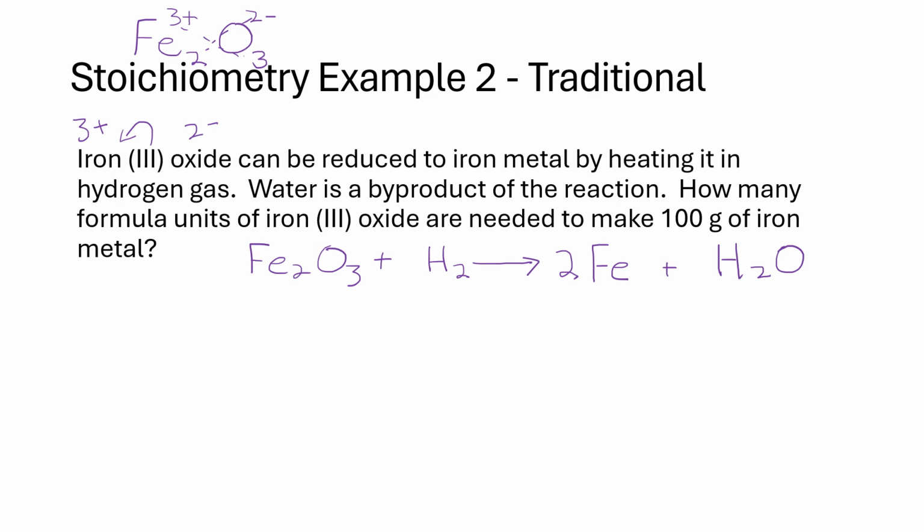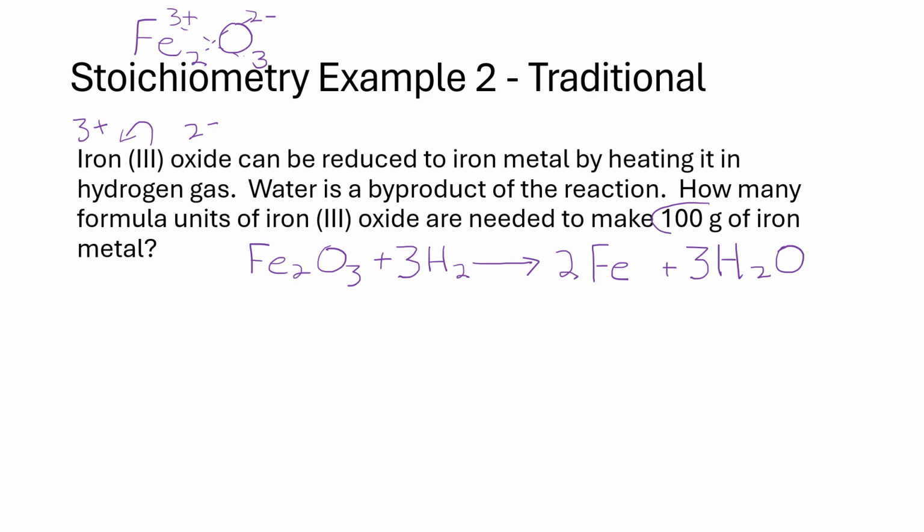I've got 3 oxygens on the left and just 1 on the right, so I'm going to put a coefficient of 3 in front of water. That gives me 3 oxygens. On the left, I have 2 hydrogens. On the right, I have 6 hydrogens, so I'm going to put a coefficient of 3 in front of H2, and that looks like everything balances okay.